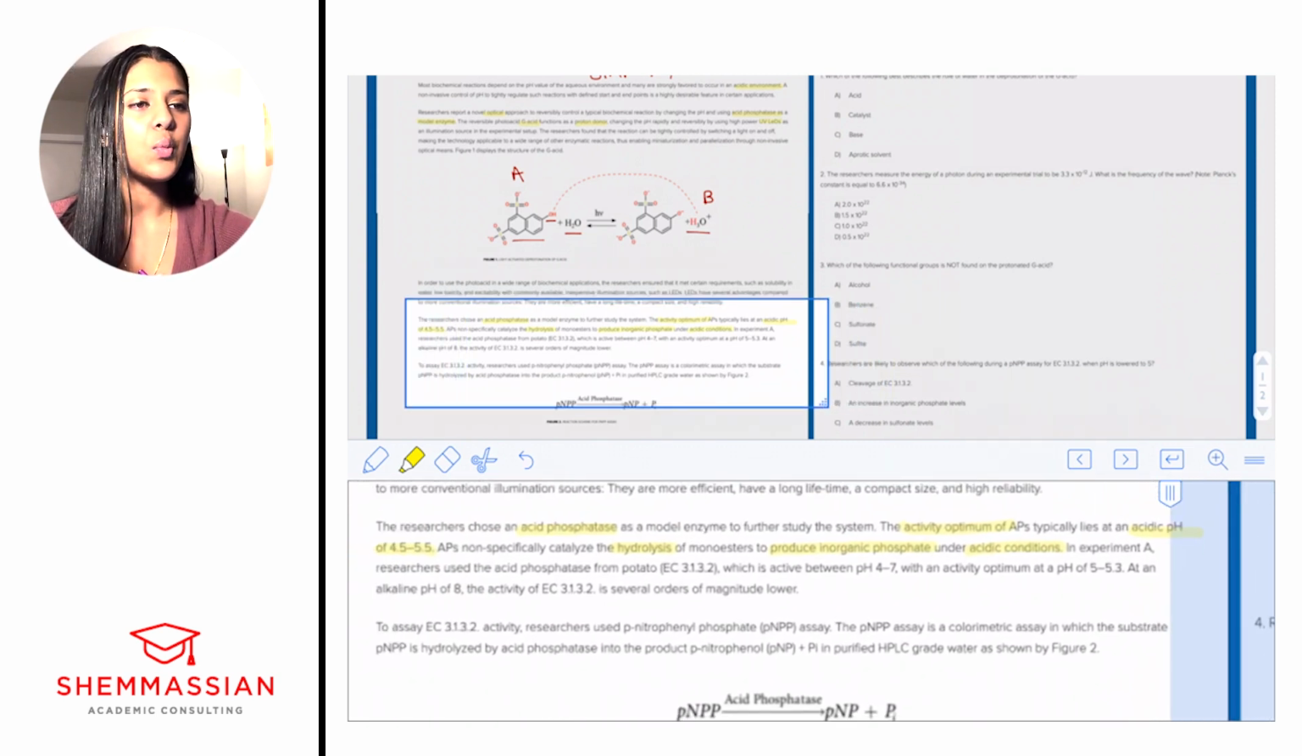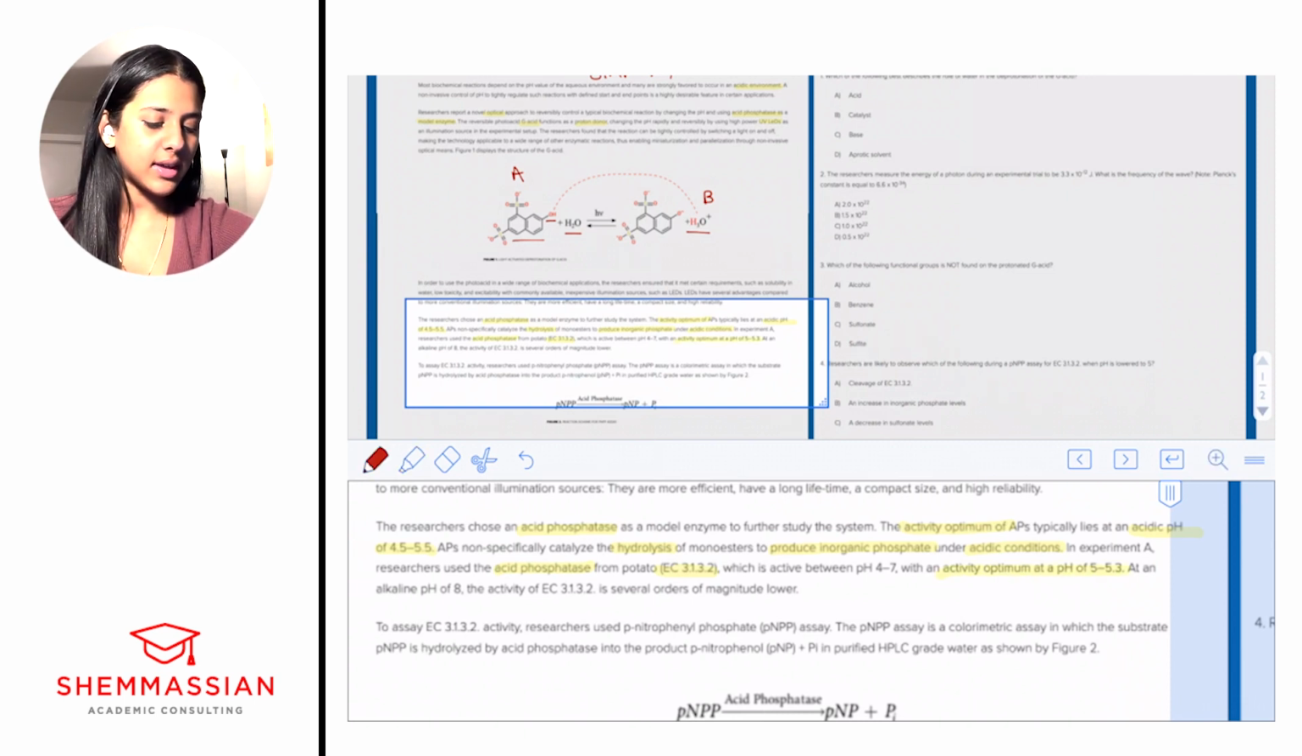Okay, so what I'm gleaning from this little paragraph here is that there's a study with an acid phosphatase that works best at this pH range of around 5 to produce inorganic phosphate. That's just kind of my one sentence summary of what we've learned of this experiment so far.